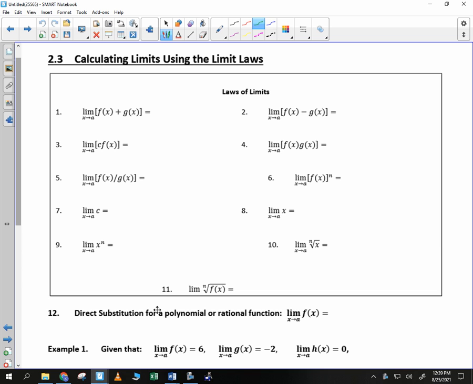We don't need to cover them all, but let's make sense of these limits so we can understand what they mean. The limit as x approaches a of f of x plus g of x. If you have the limit of a function that has two parts to it, you can separate it into the limit as x approaches a of f of x and add that to the limit as x approaches a of g of x.